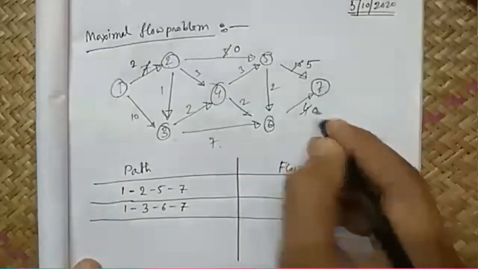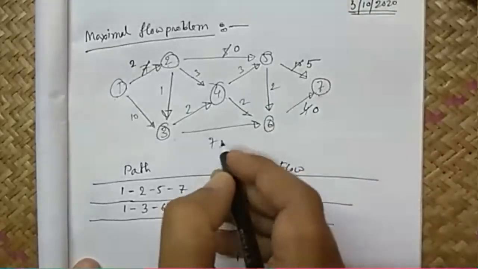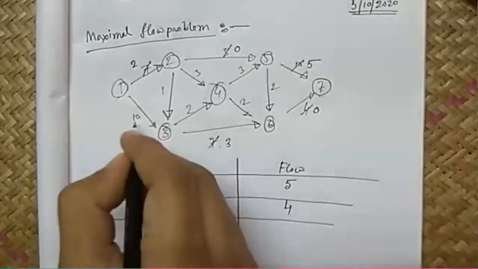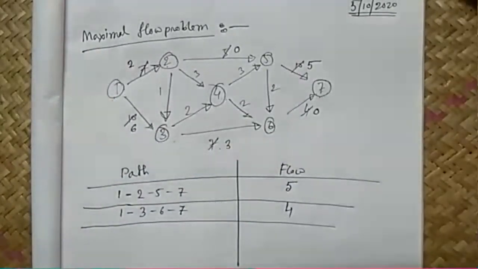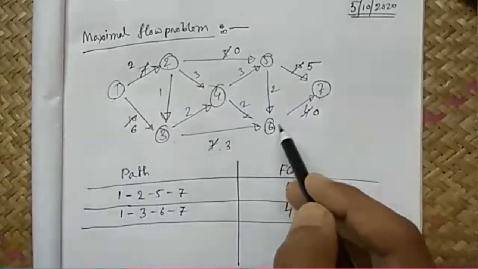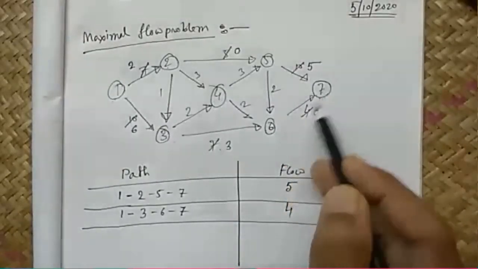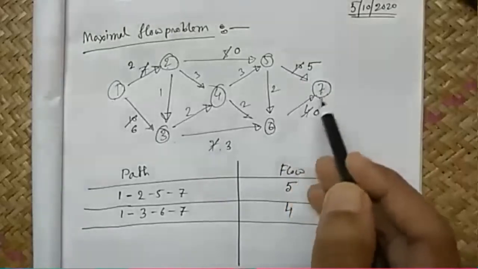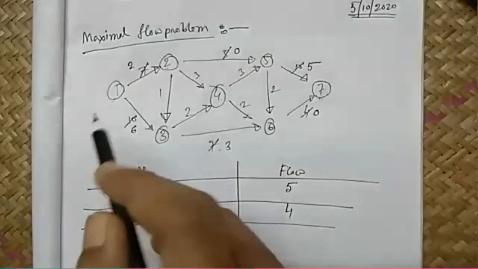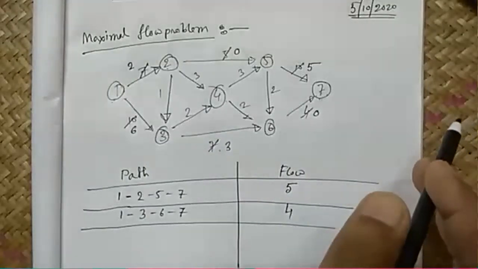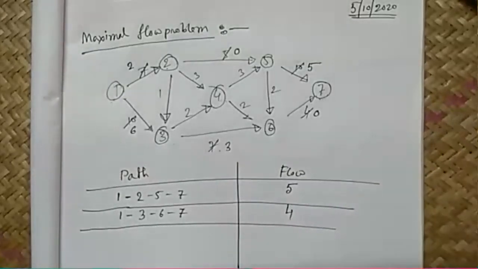Here it becomes 0, here it becomes 3, here it becomes 6. Now we have to look for other paths. You see, this path is already closed, so the 6, 7 path is closed because the capacity of 6, 7 is 4 and that is already exhausted. So the paths which contain 6, 7 are closed. There is no such option left, so our only option left is 5, 7.